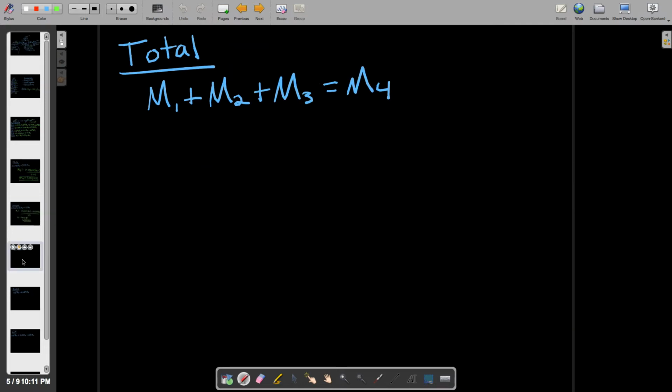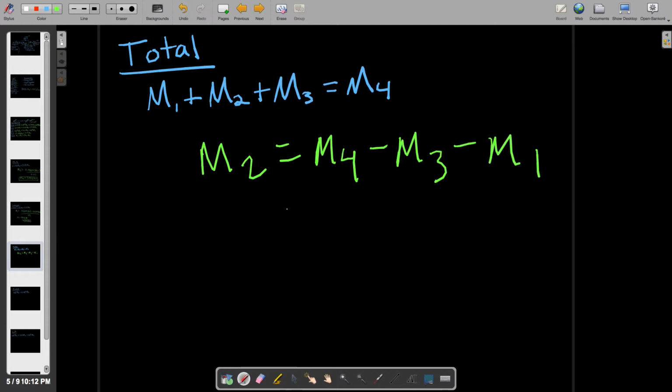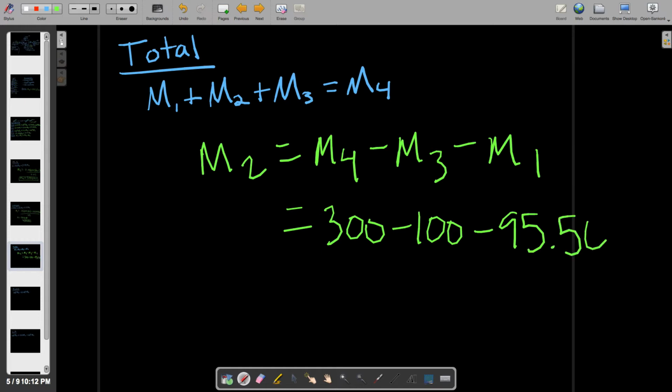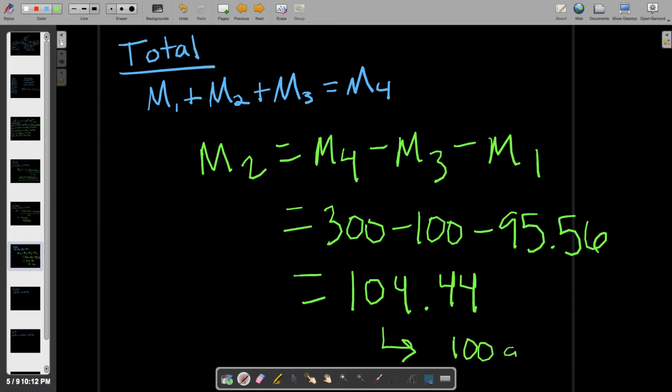And finally, we'll solve for M2 using the total mass balance. We already have M4. So M2 is equal to M4 minus M3 minus M1, which is 300 minus 100 minus 95.56. And that'll give us 104.44. And again, sig figs will be 100 grams per hour.